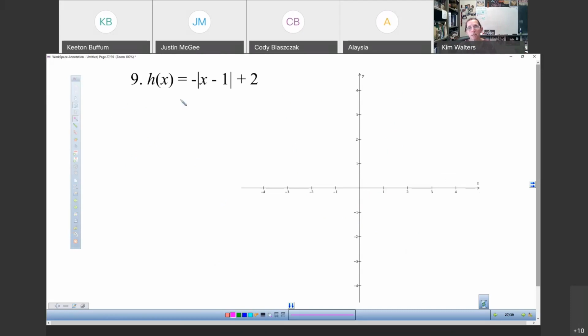So in this particular problem, this -1 right here is going to flip it. So it's going to be an x-axis flip. That's what the negative is here.